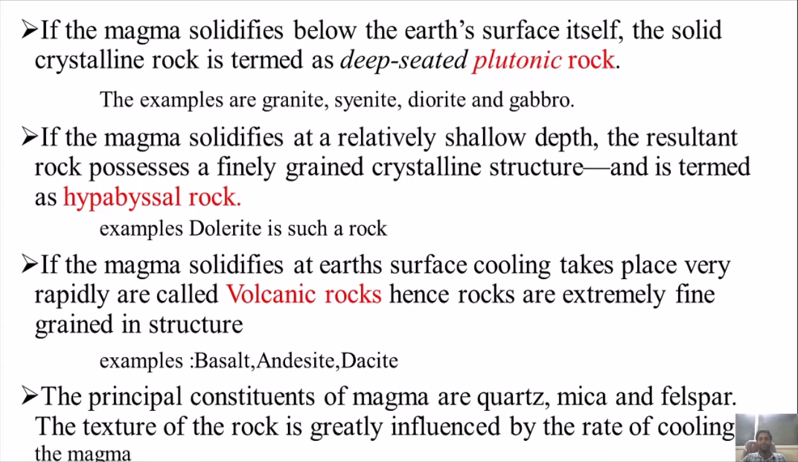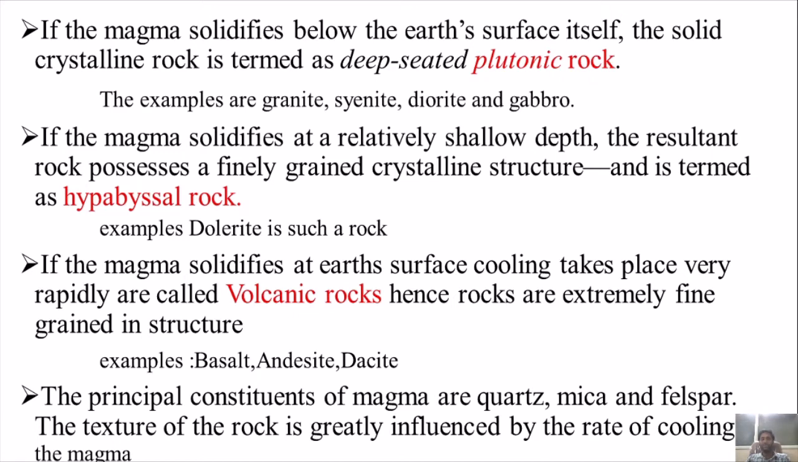If the magma solidifies at the earth's surface, cooling takes place very fast, very rapidly, and the rocks are called volcanic rocks. Hence the rocks are termed extremely fine grained in structure, that is basalt, trap, etc., andesite, dacite, etc.